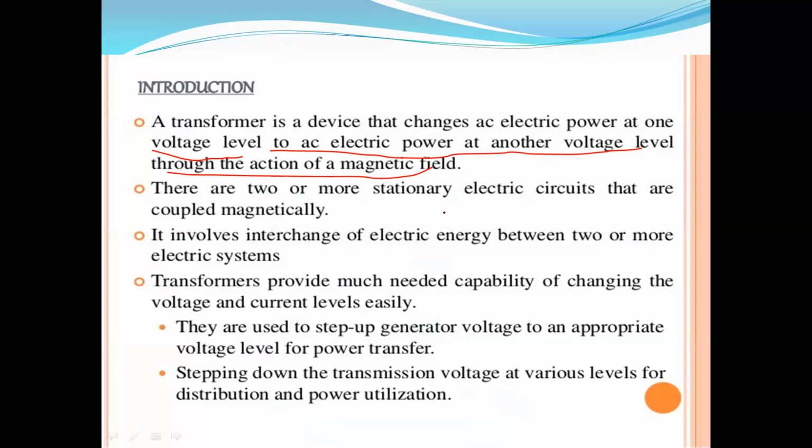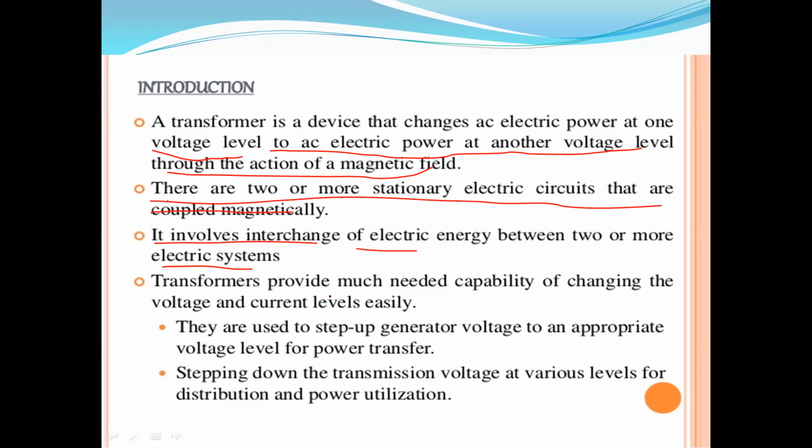There are two or more stationary electric circuits that are magnetically coupled. I will explain that later. It involves the interchange of electric energy between two or more electric systems. So a transformer is a coupling device that interconnects two or more electrical systems.